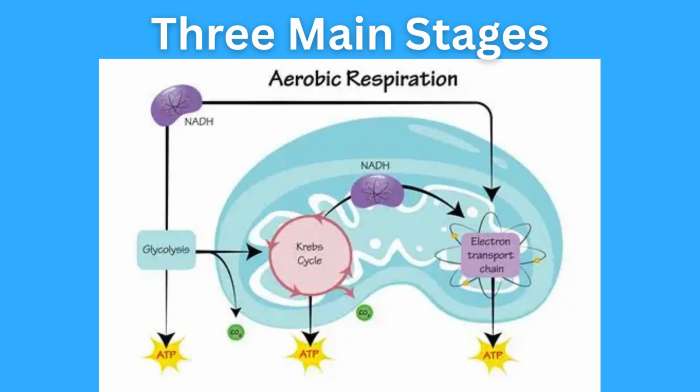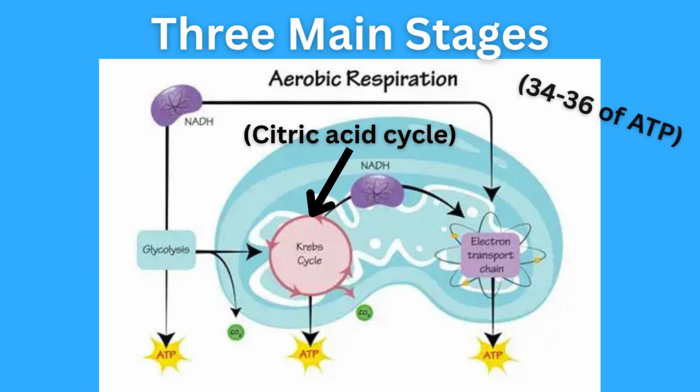Aerobic respiration can be broken down into three main stages. The first one is glycolysis. The second is the Krebs cycle, or the citric acid cycle. And the third one is the electron transport chain and chemiosmosis. These stages process glucose to create a large amount of energy in the form of ATP with the help of oxygen.